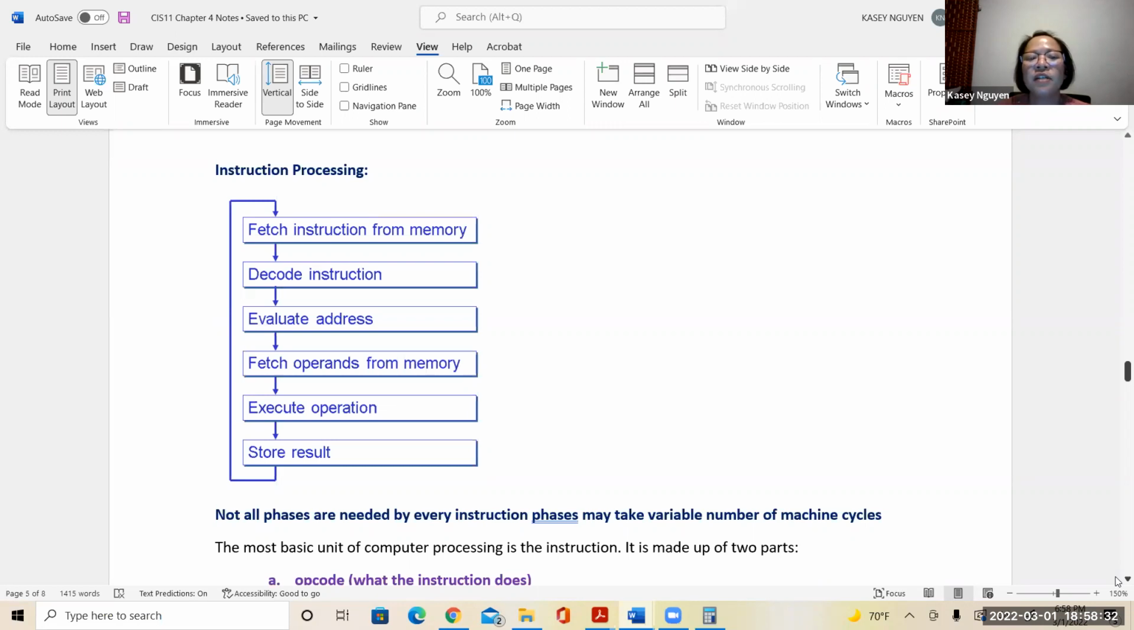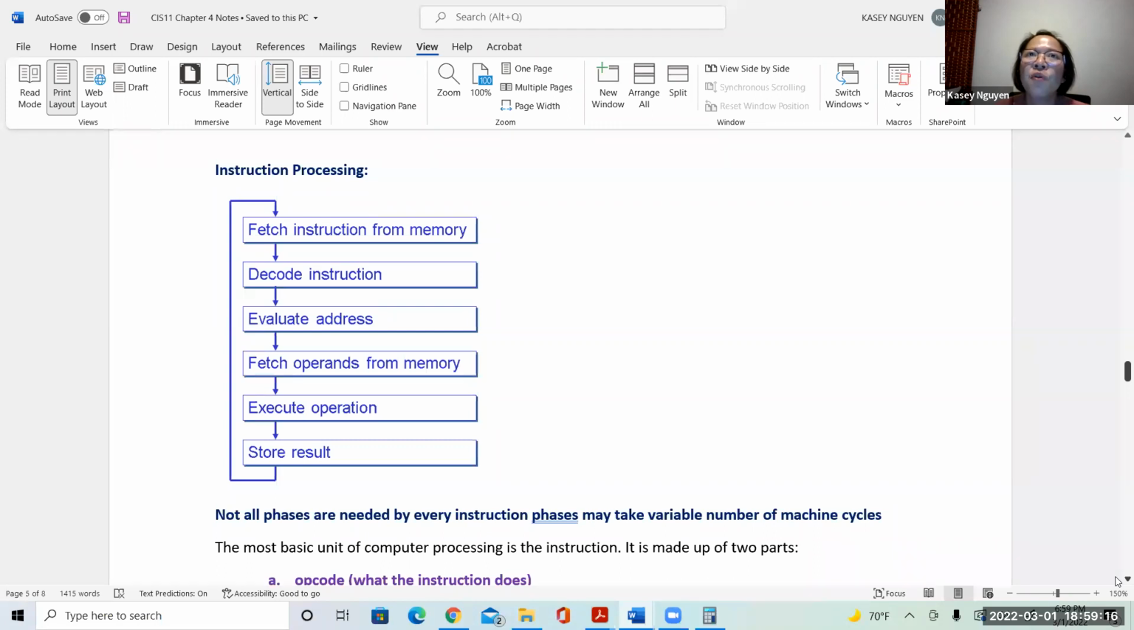So it fetches the instruction from the memory, then it's going to decode the instruction. Then it's going to evaluate the address. Then it's going to fetch the operands from the memory, and that could be labels, data, right? Then it's going to execute the operation. Lastly, it's going to store the result. So fetch the instruction, break it down, look at the address, fetch the data, and then execute and then store. Lastly is store.